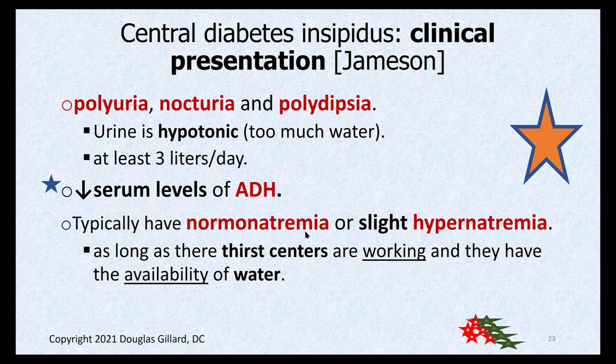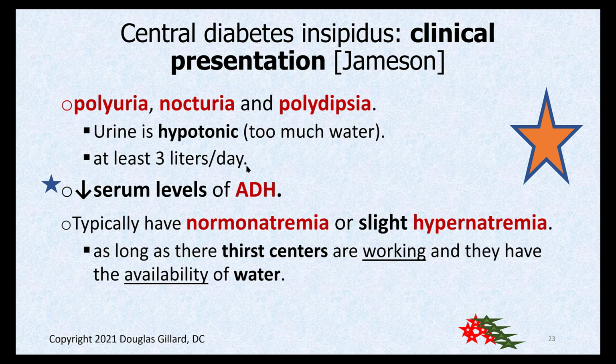How do they present clinically? Well, pretty much the same, like a broken record. Polyuria, nocturia, that just means they're peeing at night, they're peeing in the day. Polydipsia, they're thirsty all the time. They have to have a urine catch of at least 3 liters a day. It'll be more than that, probably 10, we said.